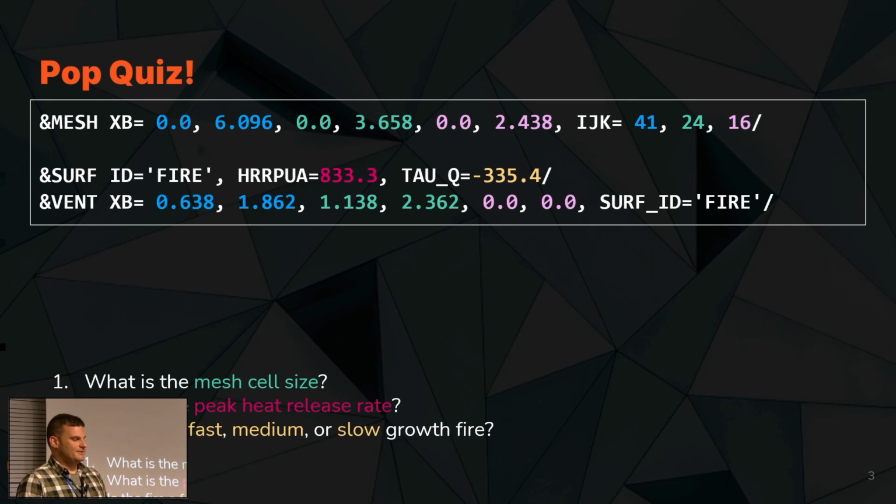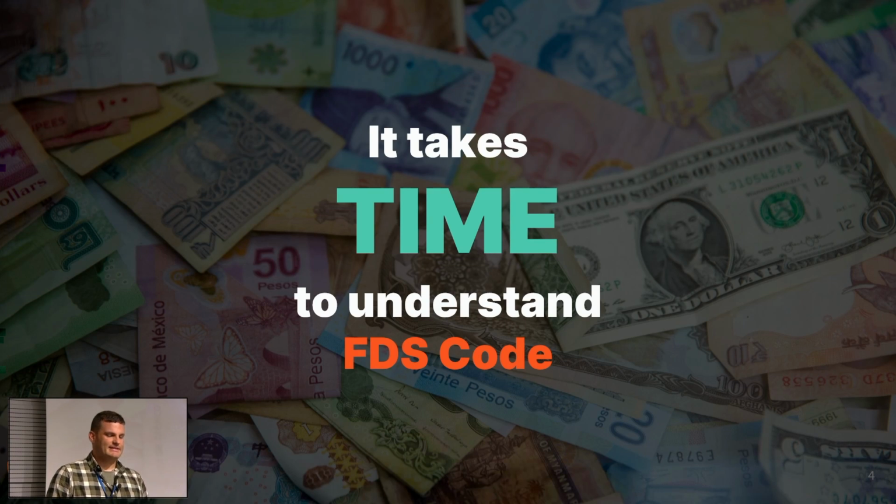Given this FDS code, what's the mesh shell size? What's the peak heat release rate? And is it a fast, medium, or slow growth fire? I'm sure you can tell all the information is there to figure this out, but it takes time to understand the FDS code. It's not terribly hard to understand, but it takes a while.